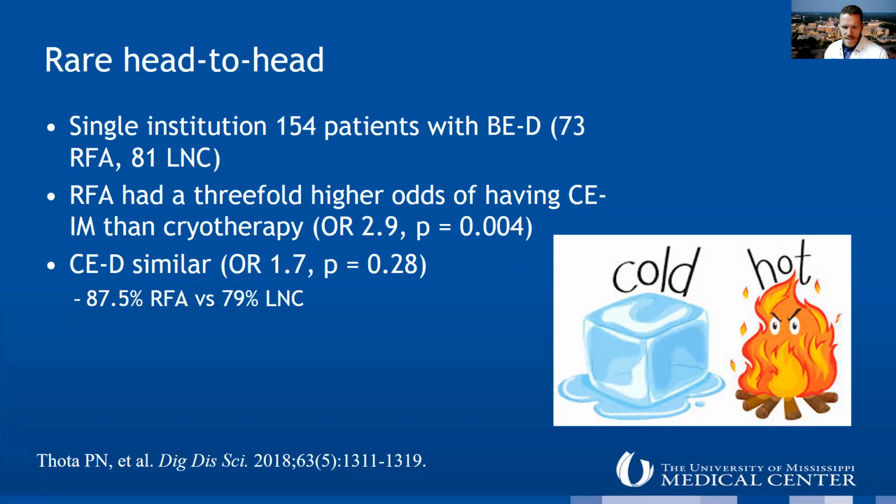These are not commonly seen head-to-head in any of these studies. We see a lot of one or the other, single series, single center series. So this is the rare head-to-head where an institution was using both technologies and compared their outcomes. 154 patients with dysplasia split evenly between the two modalities. RFA did have a threefold higher odds of completely eliminating the Barrett's, but their eradication of dysplasia was similar between the two, not a statistically significant difference, although slightly higher for RFA, trending in that direction.